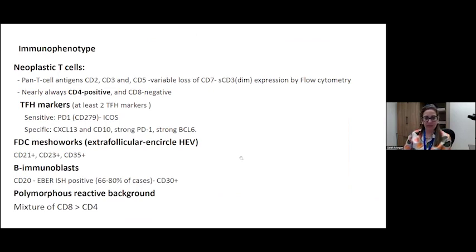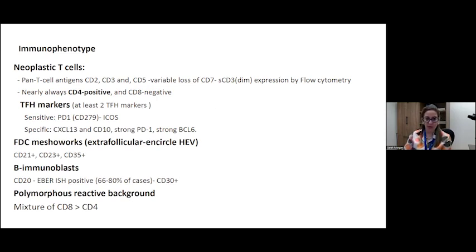The immunophenotype is shown on the screen exactly as I said before. There could be some losses of CD markers. I don't think I have a slide for that, but I had the CD7 loss in my case. No, I think I showed it with CD4 and 8. So there could be some losses, like CD7 could be lost. There could be dim expression of some T-cell markers, like the surface CD3 could be dim on flow, and it was dim in our case as well. These are mostly CD4 positive, rarely CD8 positive process.